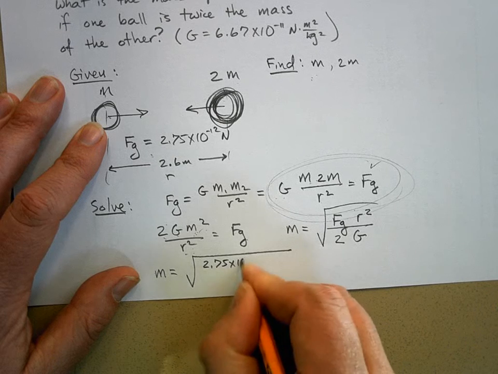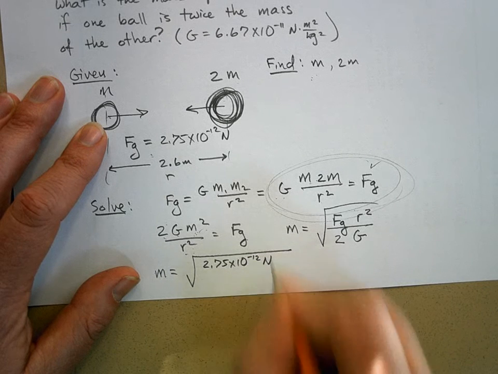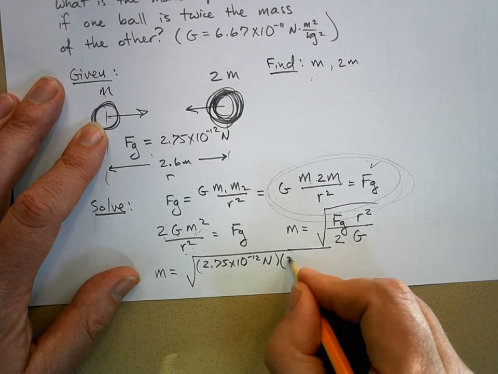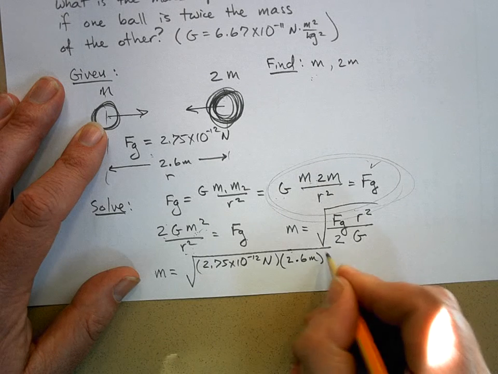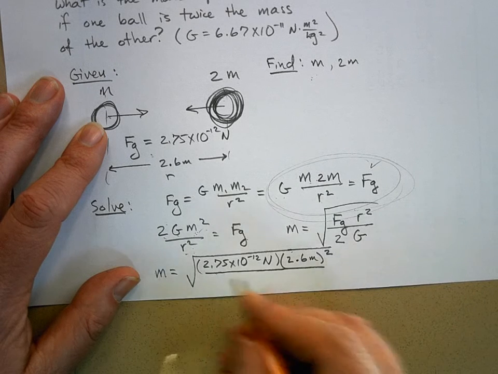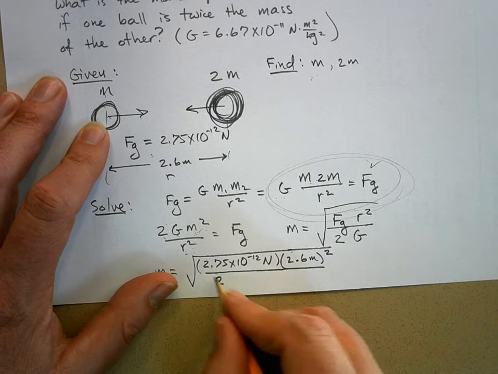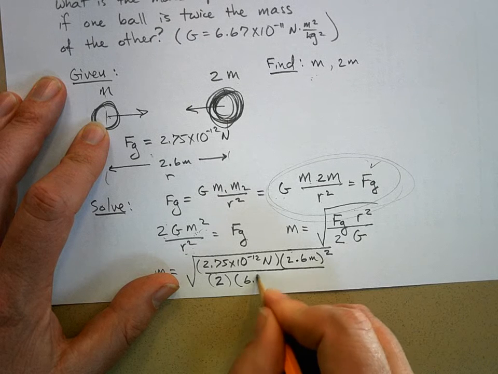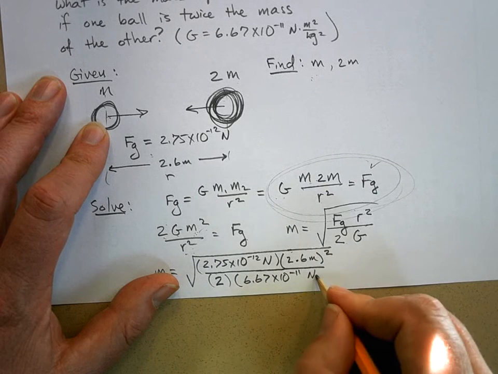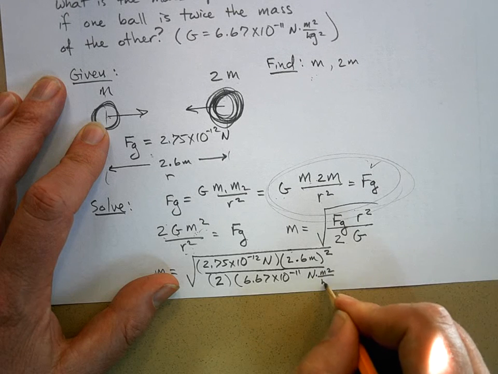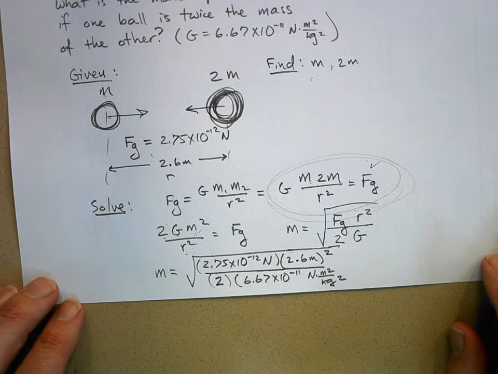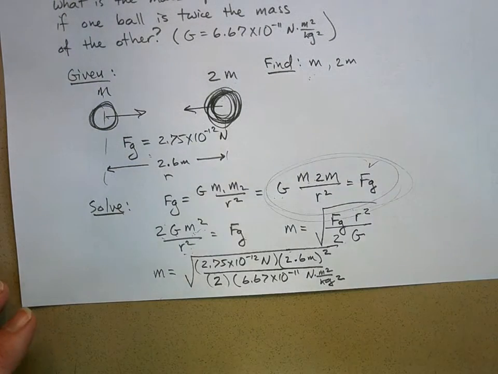2.75 times 10 to the negative 12 newtons times 2.6 meters squared, divided by 2 and divided by G, 6.67 times 10 to the negative 11 newton meter squared per kilogram squared. Now you have to have good calculator skills.